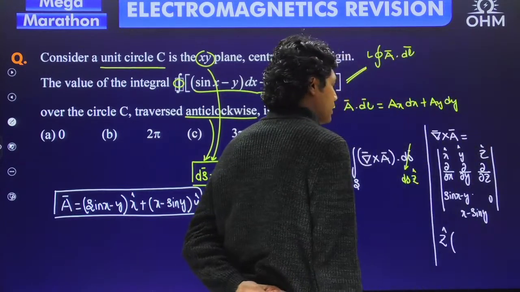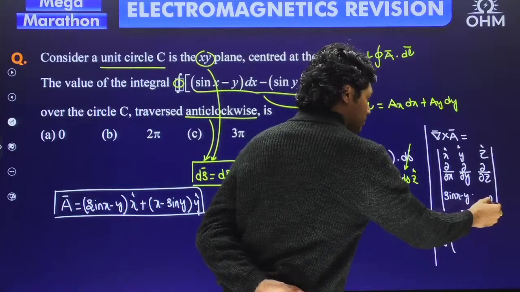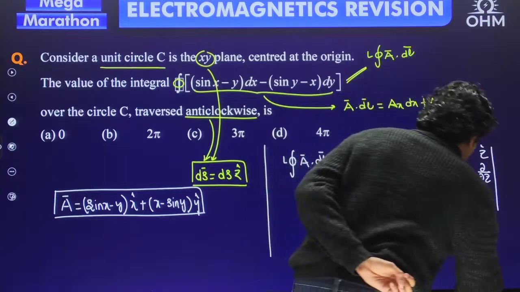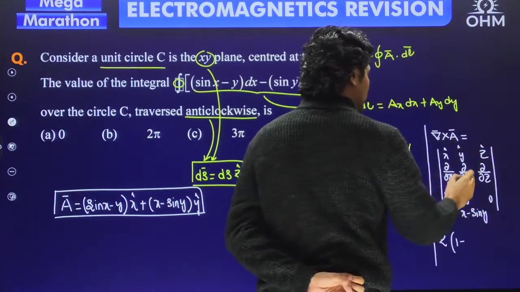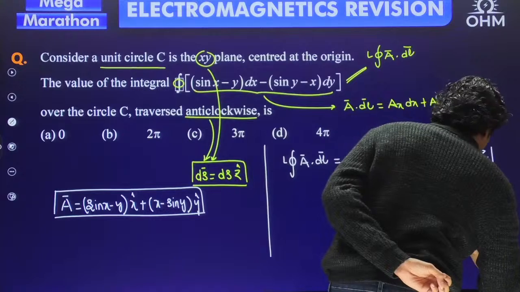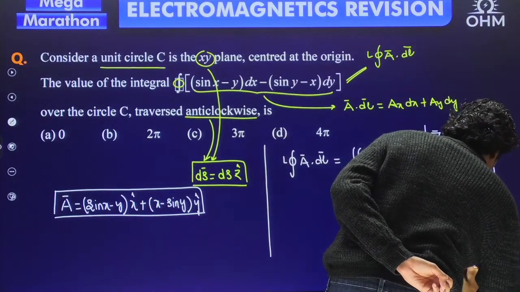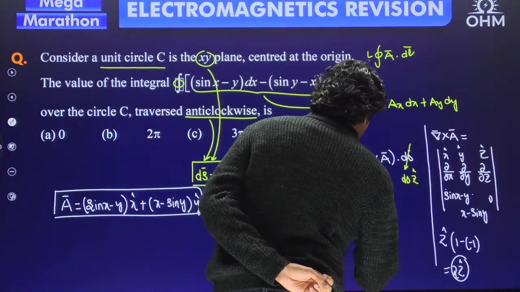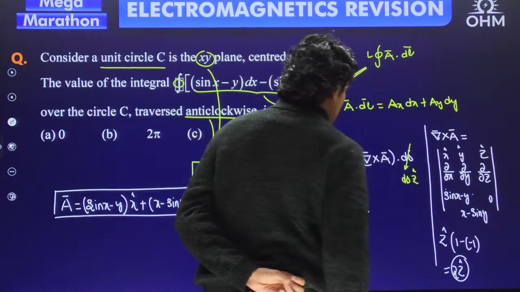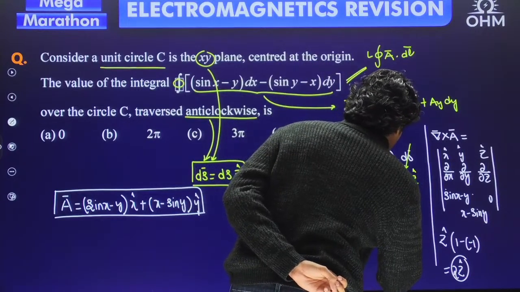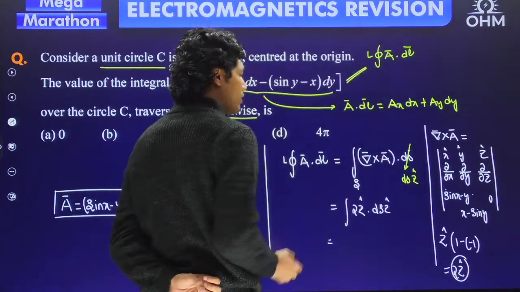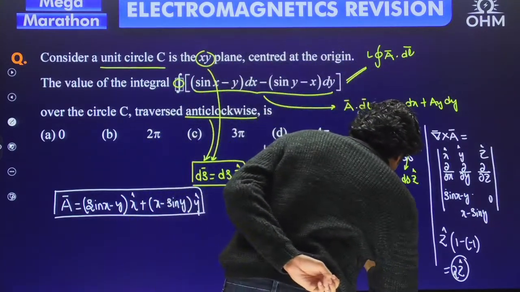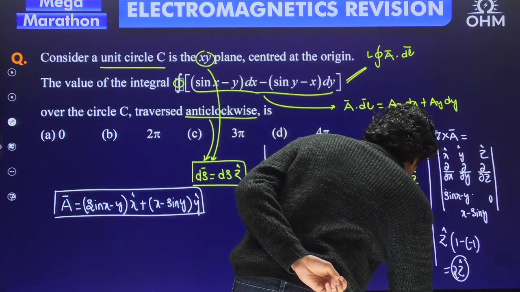I am bothered about only the z cap component. What is the z cap component now? Dou by dou x of this entire term. Sin y differentiated with respect to x is 0, so all you have to differentiate is only x, which gives 1. Minus dou by dou y of this entire term is minus minus 1. So we have got 2 z cap. Substitute that here, we get the integration of 2 z cap dot ds times z cap, which becomes z dot z is 1, so 2 into the integration of ds. Integration of ds is the surface area. So this is 2 into the surface area.